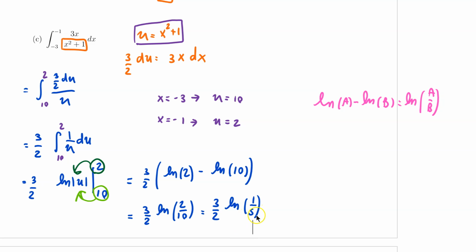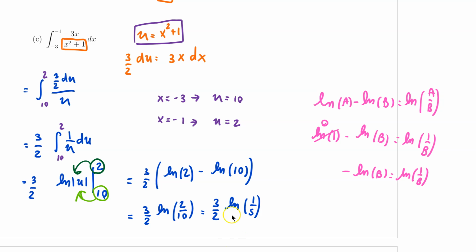Now log of 1/5, I can also simplify a little bit. If my A is equal to 1, that's going to be log of 1 minus log of B equals log of 1 over B. However, log of 1 is just 0, so log of 1 over B is going to equal negative log of B. So log of 1 over 5 is just the same as negative log of 5. So I can rewrite this thing as negative 3/2 times log of 5.